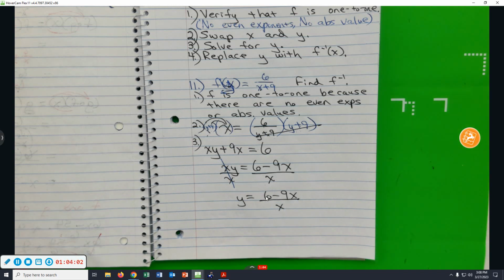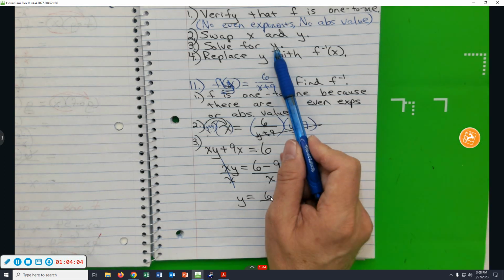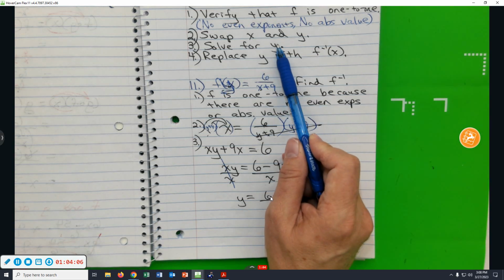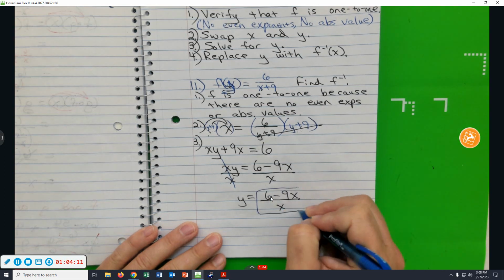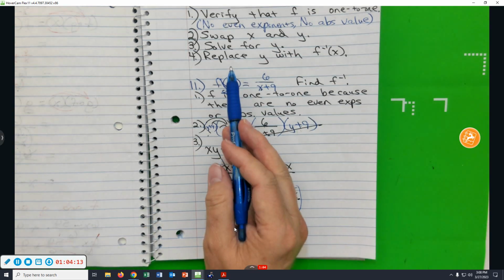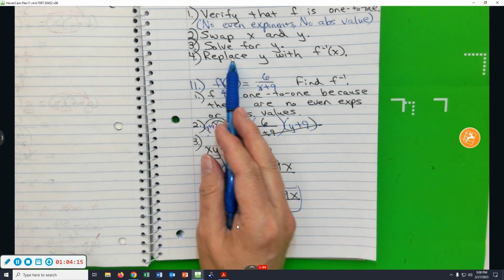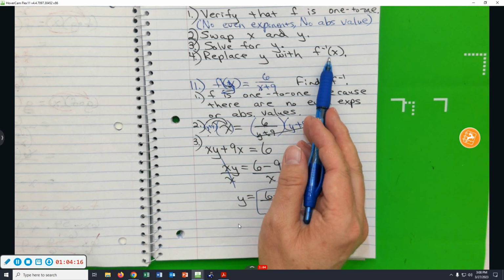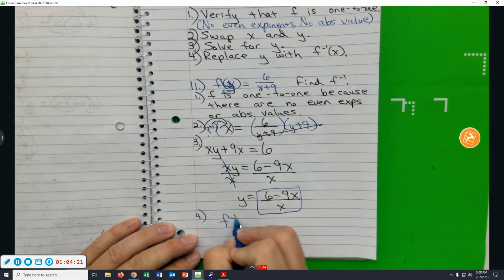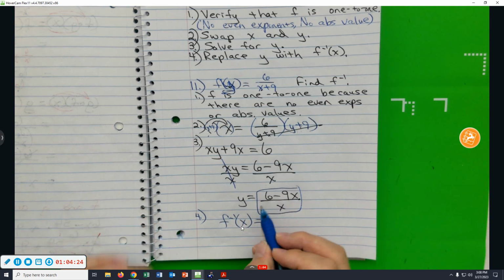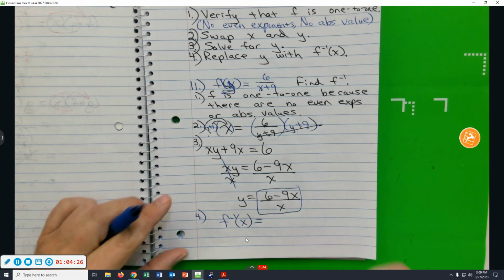Let's first of all make a note that once you solve for y, you've got your inverse. Here's the inverse that you can type in, okay? But step number 4, replace y with f inverse of x. So we replace y with the f inverse of x notation, but it's the expression on the right side that's the answer.